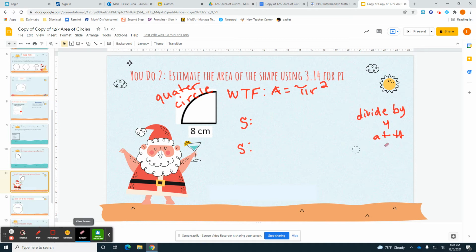So instead of divide by 4 at the end, I'm going to write divide area by 4. Okay, so you're going to work this part out, and then you have to divide it by 4 in order to find the quarter of a circle.